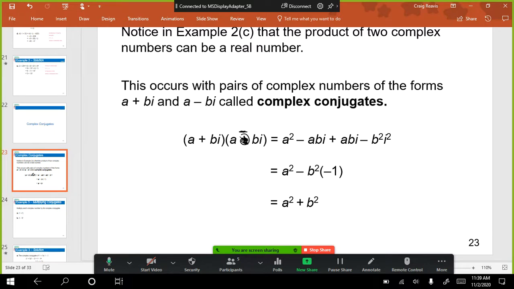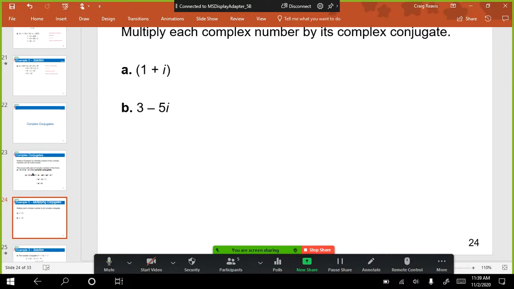And that's because the b squared turns into b squared times negative 1. All right. So if it's asking for a conjugate, multiply each complex number by its complex conjugate. If we have 1 plus i, its conjugate is 1 minus i. The conjugate of 3 minus 5i is 3 plus 5i. All right, so easy enough. That's a conjugate. A complex number conjugate is the same number, you just change the sign in the middle.